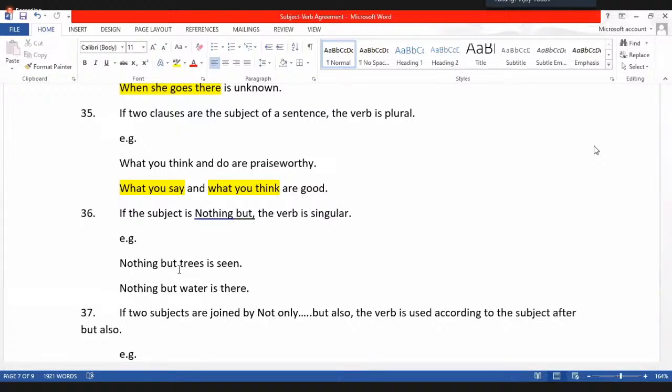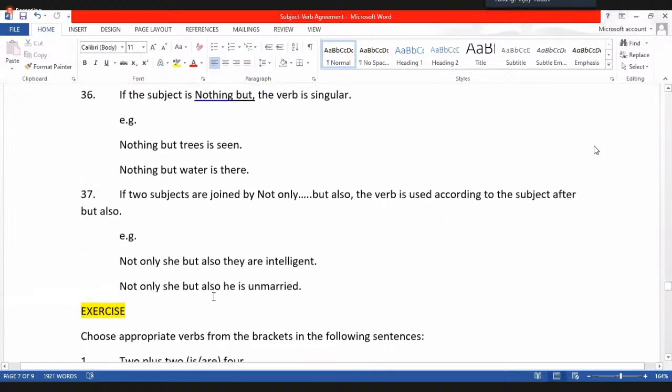But is not conjunction. When will it be conjunction? He is strong, but his brother is weak. There, but is conjunction. But here, but is preposition, and its meaning is except. Nothing but trees is seen. It means nothing except trees is seen. Nothing but water is there. It means nothing except water is there.